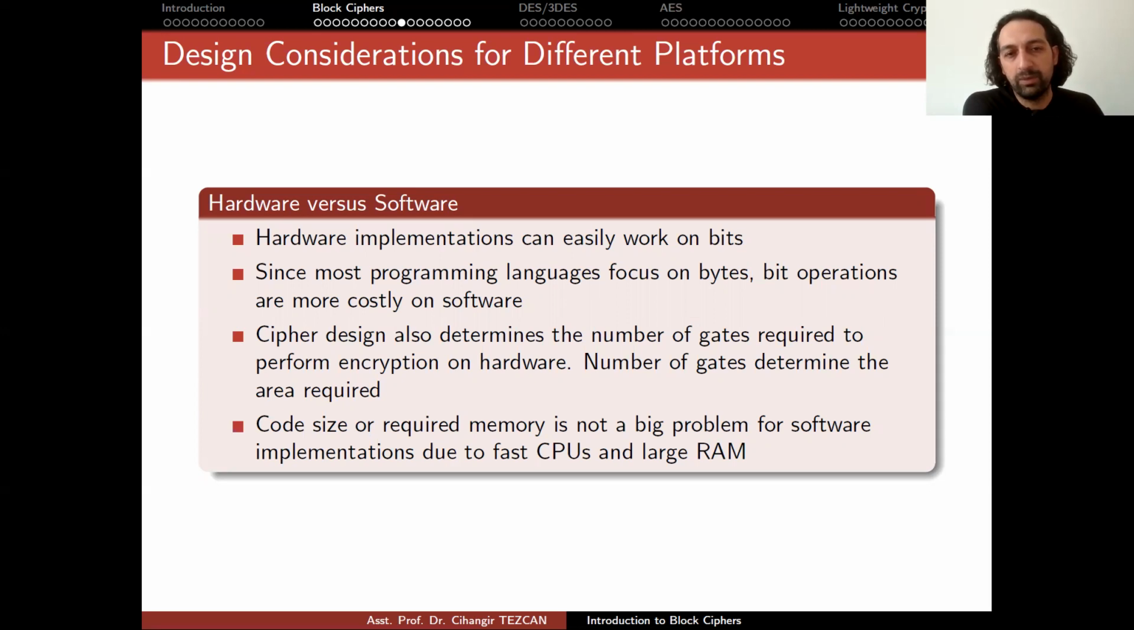So this is why you have to take into account whether you are going to implement the algorithm on hardware or software. Moreover, code size or required memory is not a big problem for software implementations due to fast CPUs and large RAM. But today, with the Internet of Things, we have very small computing devices, and they have very small memory and very slow CPUs. So you have to think about the code size, the latency, or the throughput of these algorithms, which we are going to talk about also in the topic of lightweight cryptography.